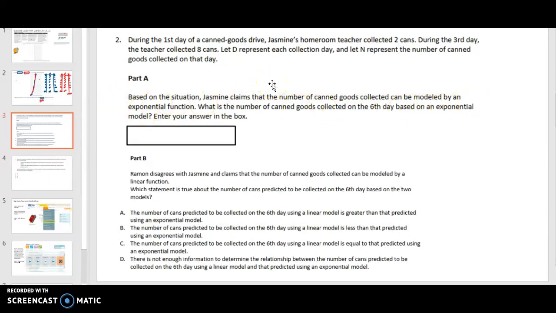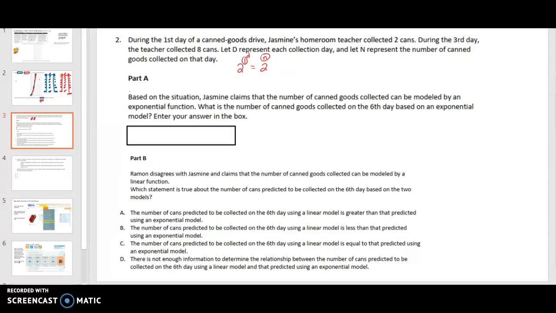So what she's talking about is an exponential function. What that means is we are going to have a number raised to another. For example, on the first day, she collected 2 cans. So we can do 2 raised to the 1, and that'll give me 2. D is the day, and our N is what we're going for, the number of cans.